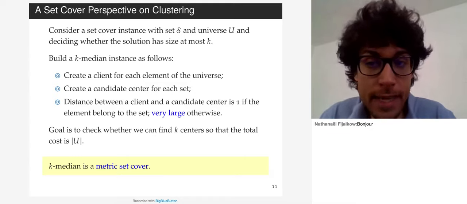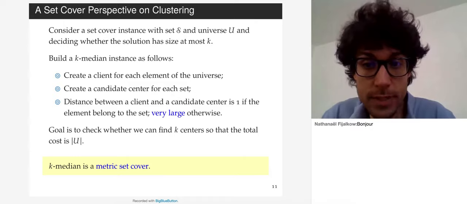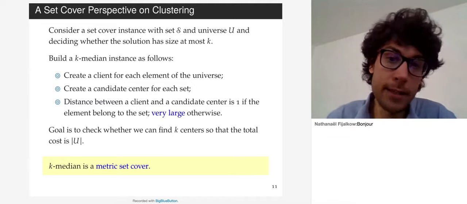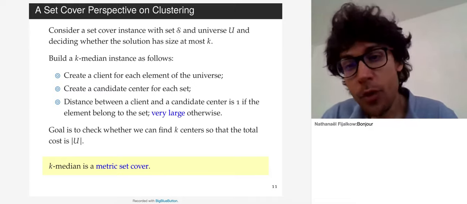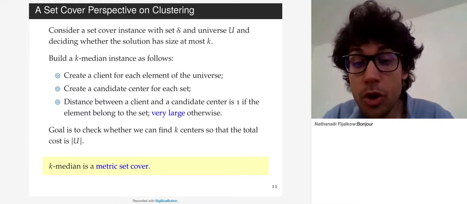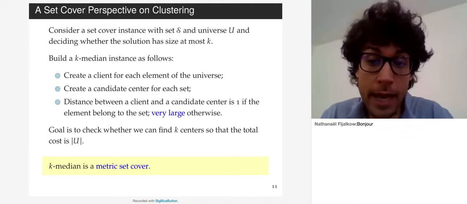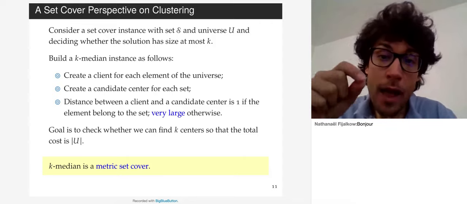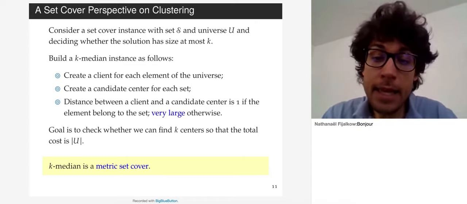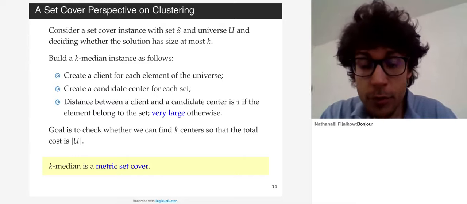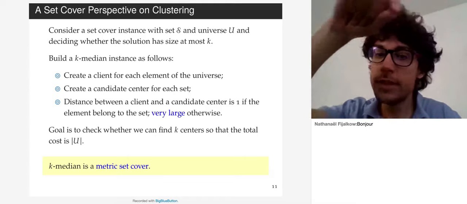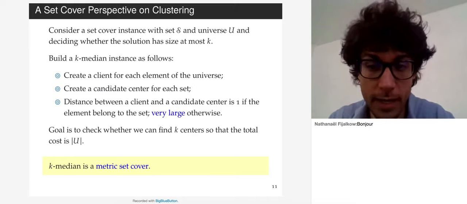And now let's create a clustering instance to show you how clustering relates to set cover. Take your universe elements, and for each of them, create a client in the metric. Also take your sets, and for each set of your set cover instance, create a candidate center in your metric. Now you have to set the distances. For a client, an element of your universe, you put a distance 1 to a candidate center if the candidate center contains the element. Otherwise, between a universe element, a client, and a candidate center whose set does not contain the universe element, put a distance that is as large as possible, very large.